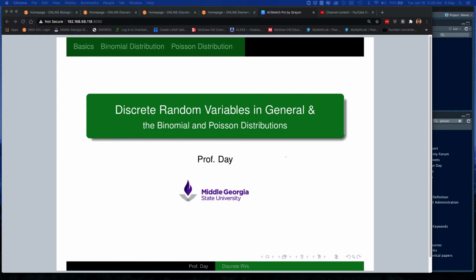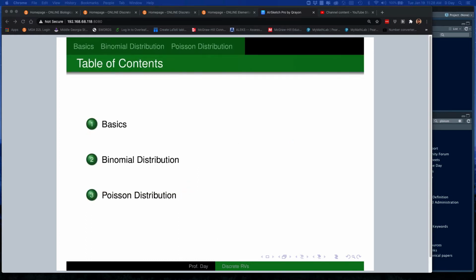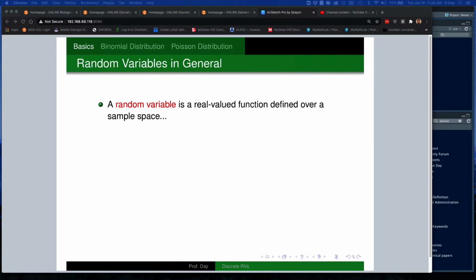So let's get going. We'll go over some of the basics first, and then we'll talk about, as I said, the binomial and the Poisson distribution. So let's get on to it.